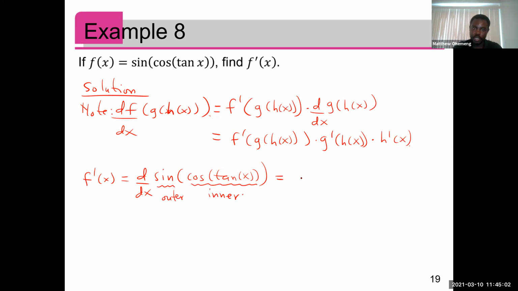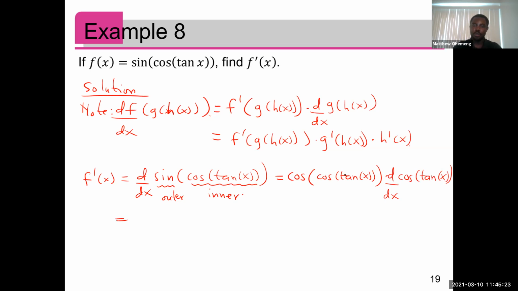So what's the derivative of sine? That's cosine. Plug in the inner function. So that'd be cosine of cosine tan of x times the derivative of the inner function.